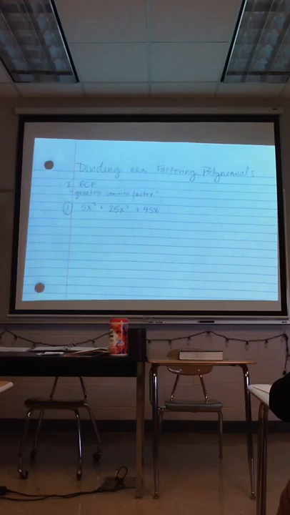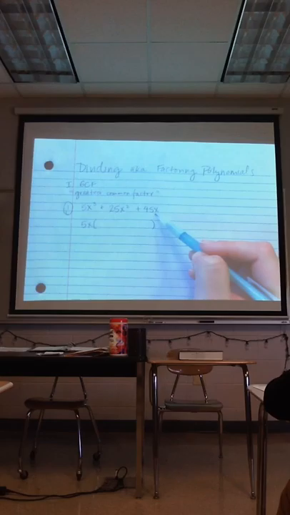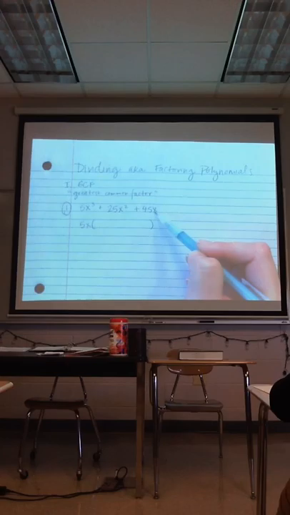Number 1. 5x to the third plus 25x squared plus 45x. So first, think to yourself, 5, 25, 45, what do they have in common? 5. But I also need to think what they have in common as far as the x's. What do the x's have in common? They all have at least 1x.